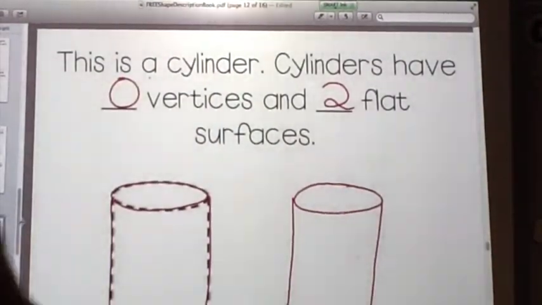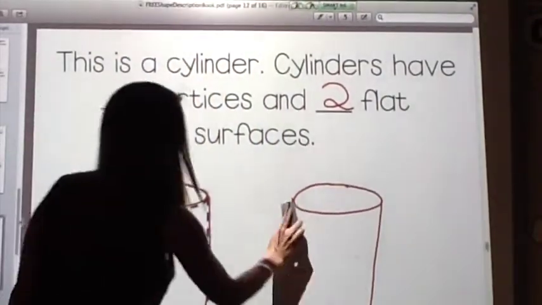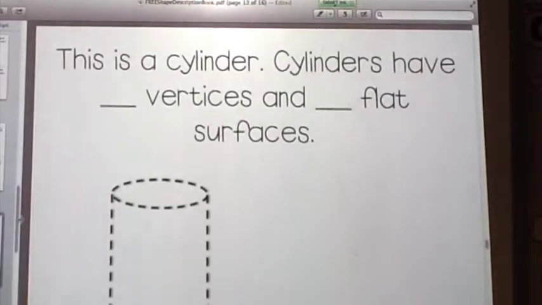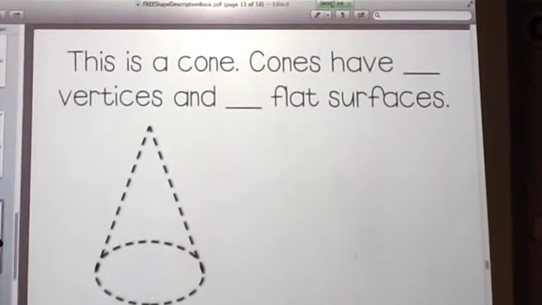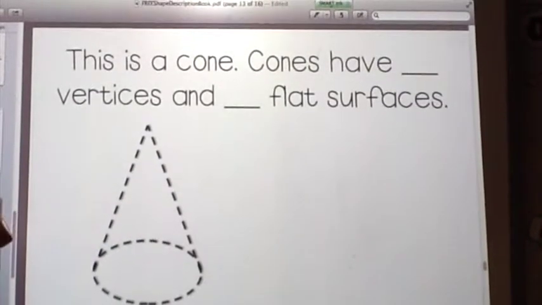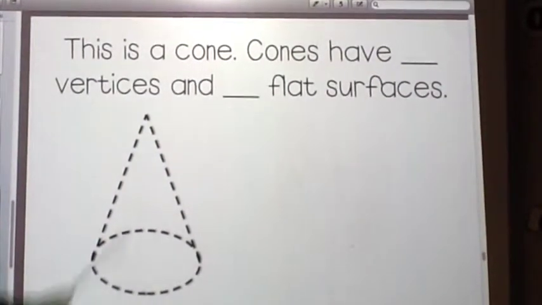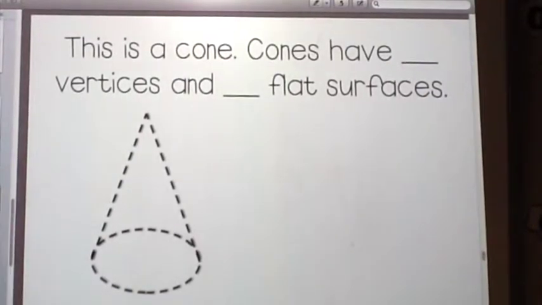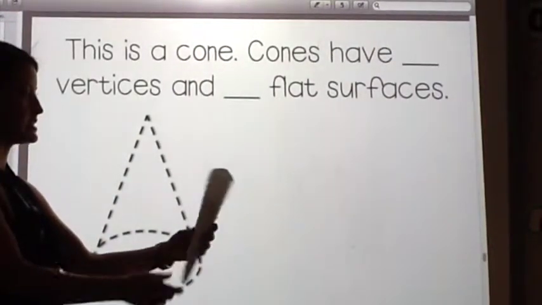Okay, the next shape is a fun one. You guys might know what this is. I'm sure you've had an ice cream cone before. This shape, our other 3D shape, is called a cone. And we need to find out how many vertices and how many flat surfaces a cone has. So, Mr. Dusky made this beautiful little cone right here for us to look at.